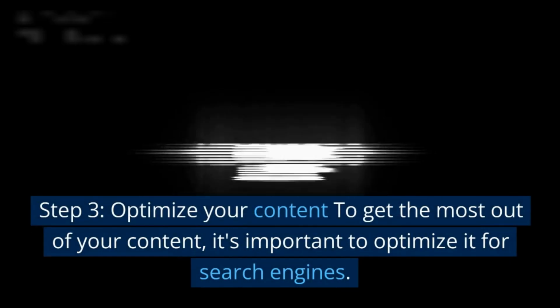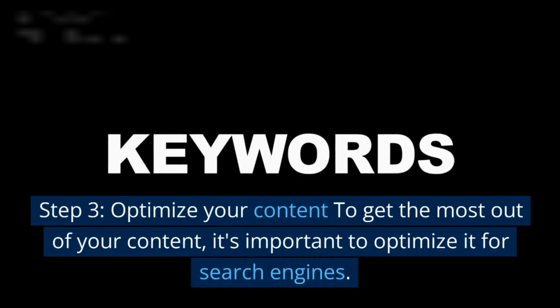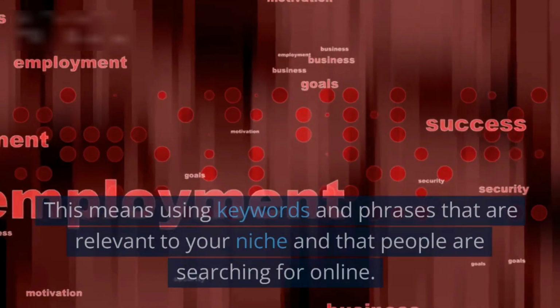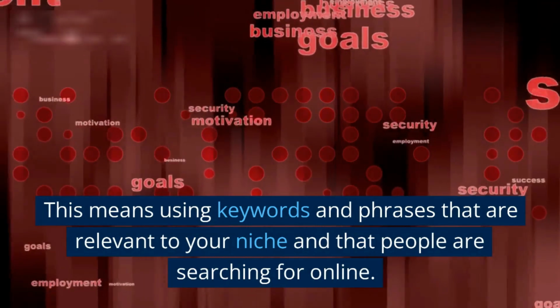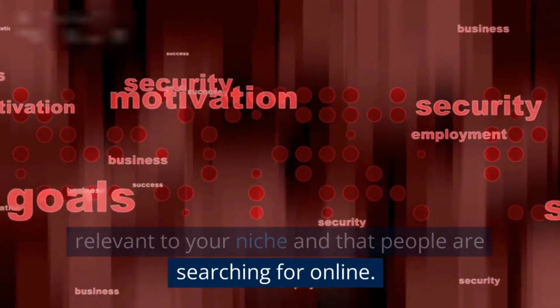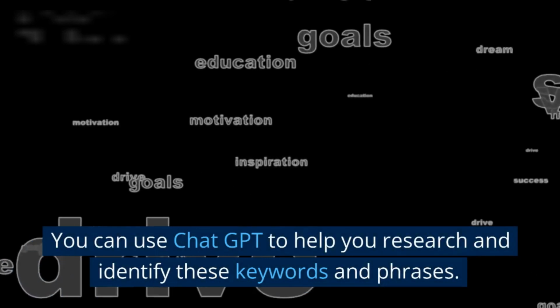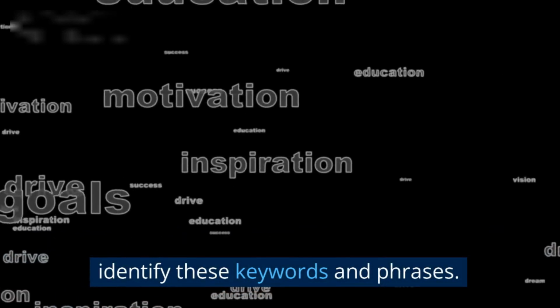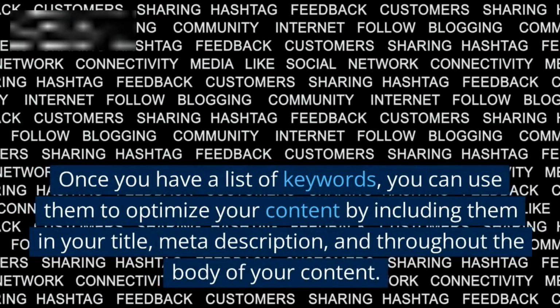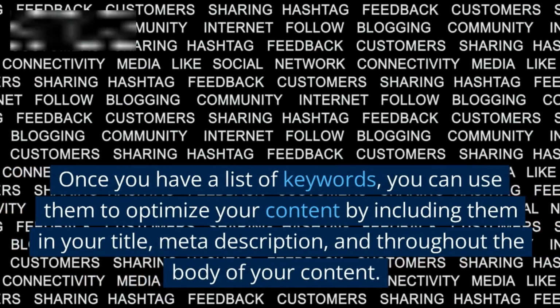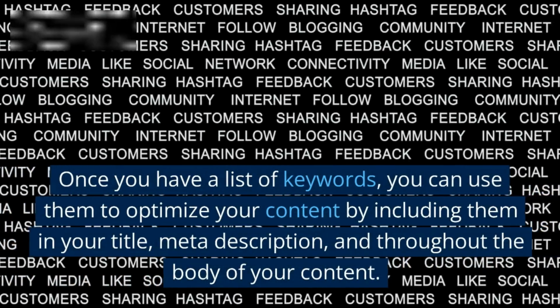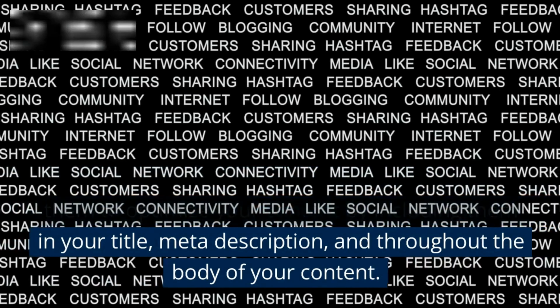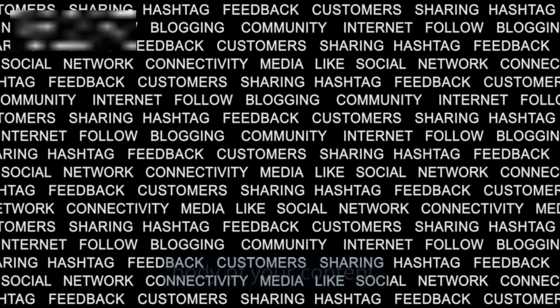Step 3. Optimize your content. To get the most out of your content, it's important to optimize it for search engines. This means using keywords and phrases that are relevant to your niche and that people are searching for online. You can use Chat GPT to help you research and identify these keywords and phrases. Once you have a list of keywords, you can use them to optimize your content by including them in your title, meta description, and throughout the body of your content.